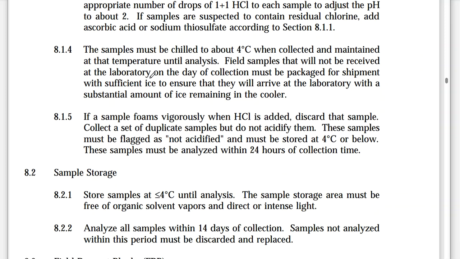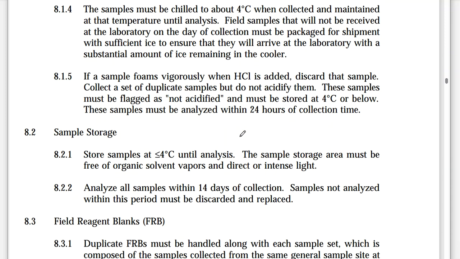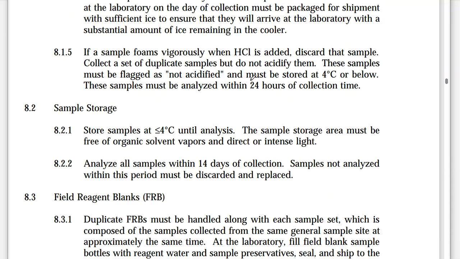8.14, 8.15, the samples must be chilled to 4 degrees when you collect them and maintained at that temperature. 8.15, if a sample foams when HCl is added, discard that sample. Collect a set of duplicates, but don't acidify them. They have to be flagged as not acidified and kept in the refrigerator or below as far as temperature goes. They also have to be analyzed within 24 hours after you collect them.